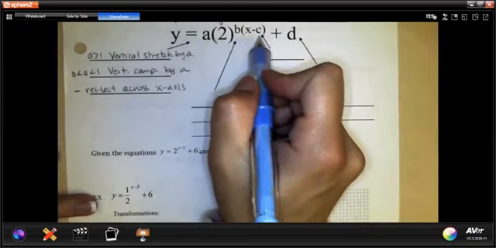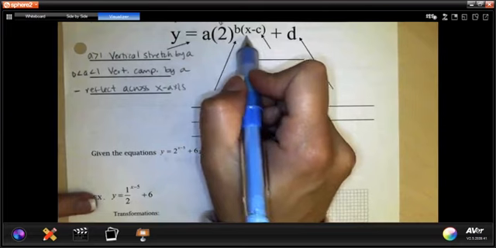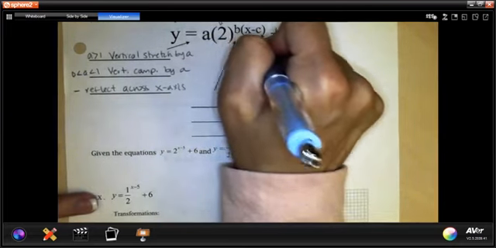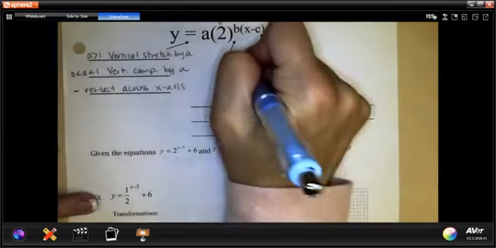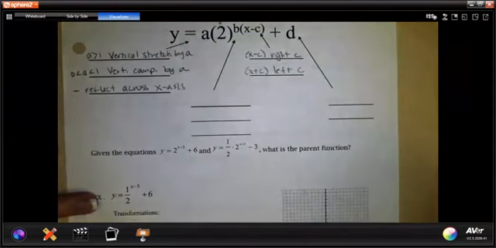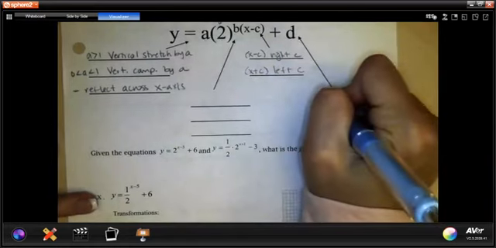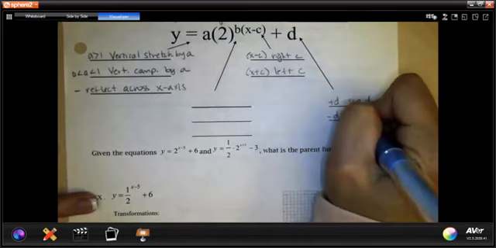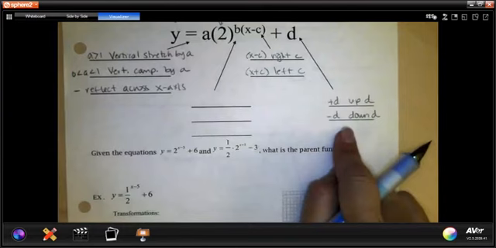We'll skip over to this part here because we'll do the A, the C, the D are the easier ones for students. So x minus C here, if it is x minus C, it goes to the right C units. If it is x plus C, it goes to the left C units. And then our D, if it's positive, it is going to go up. And if it is minus D, it is going to go down. This also changes the horizontal asymptote.